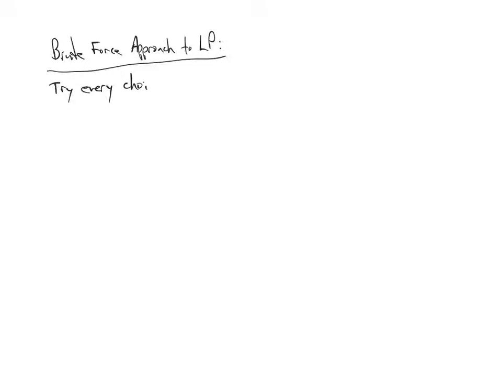Okay, so now we're set up to where we can do a brute force approach to solving the linear programming problem. So the brute force approach is maybe kind of obvious. You just try every choice of M basic variables.